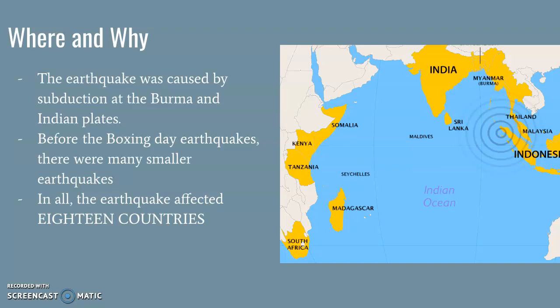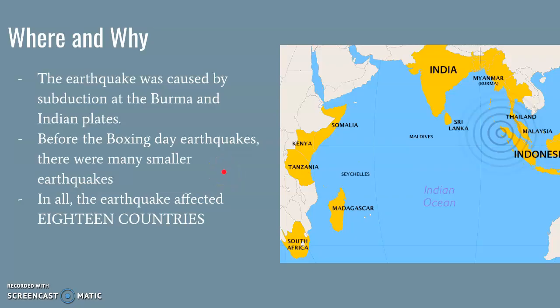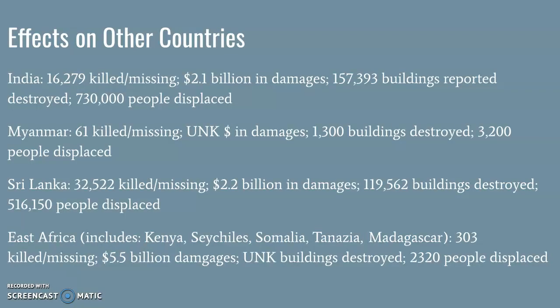This earthquake was caused by subduction at the Burma and Indian plates seen here. The Burma plate, microplate actually, and the Indian plate. Before the Boxing Day earthquake, there were a ton of other, smaller earthquakes that occurred. However, scientists didn't pay too much attention to them because they were just smaller earthquakes and didn't bring devastating effects like what we saw and what we're going to see more of in this presentation.